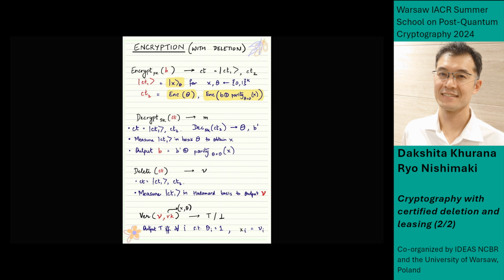The verification key VK consists of X and theta. I want to mention that this information, VK, should be hidden from the adversary. Otherwise, if X and theta are revealed, the security is lost. So VK should be secret in this construction. Okay. This is the scheme. Questions so far?